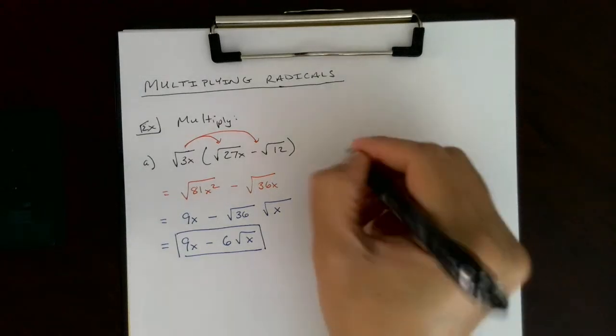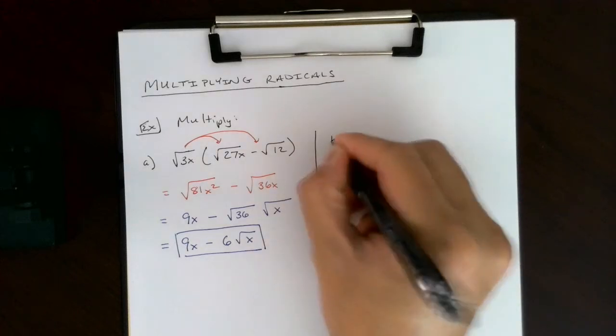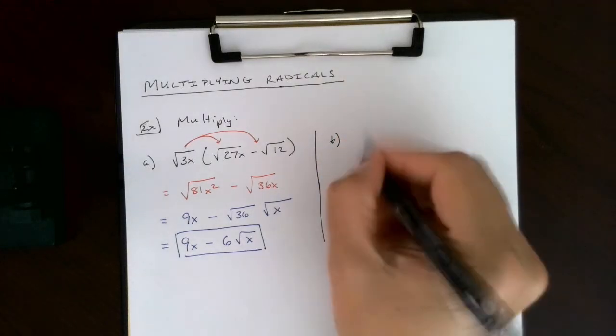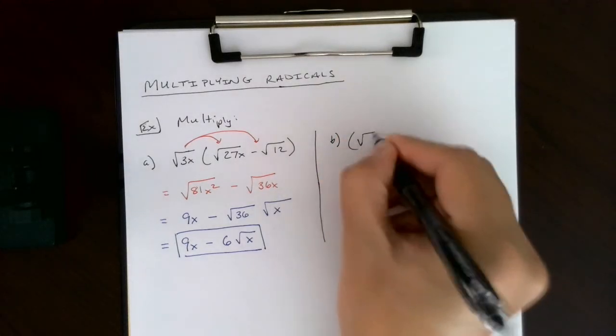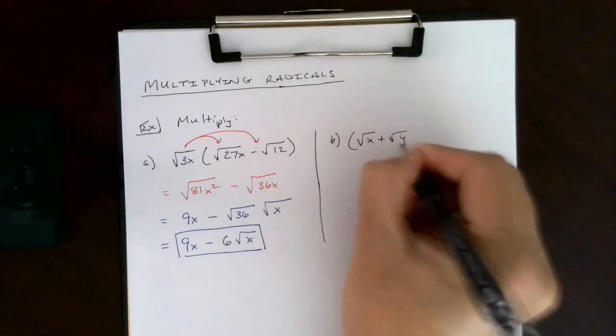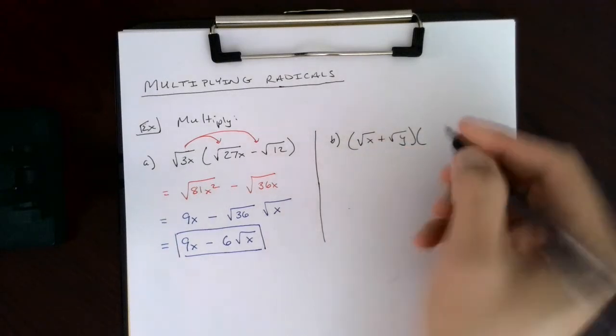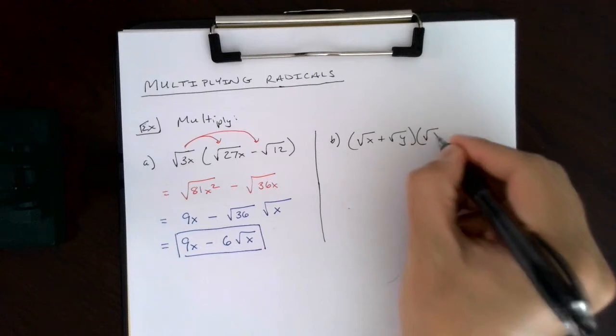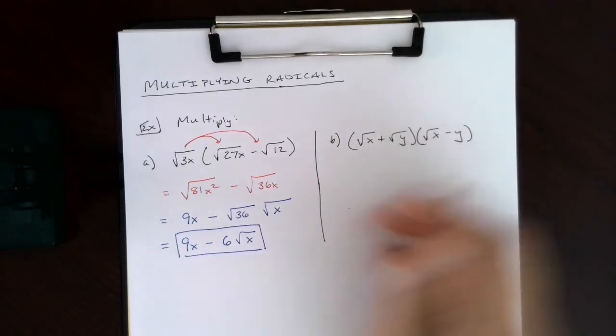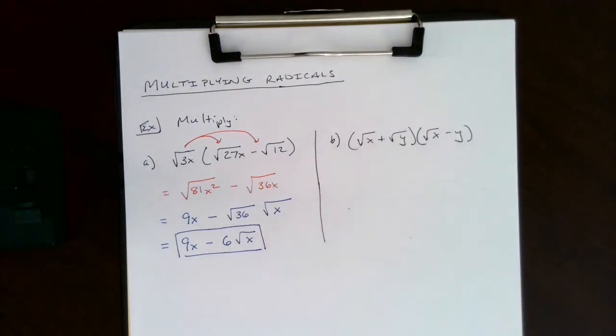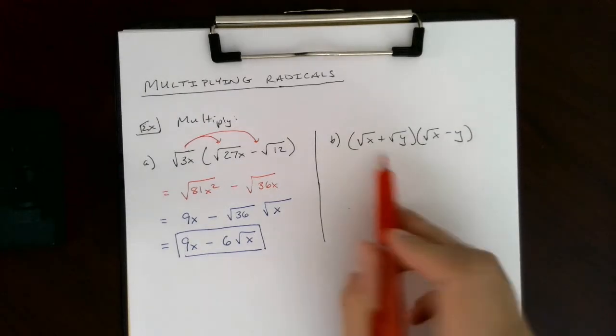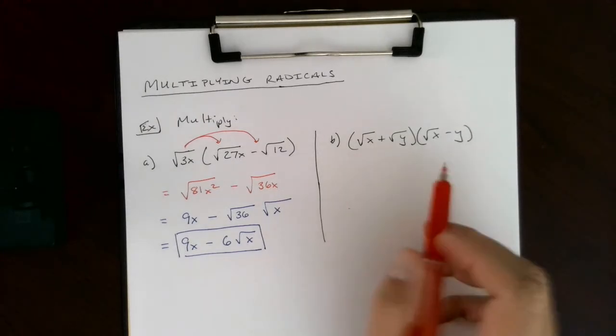Let's take a look at another one. If I said I had, in parentheses, the square root of x plus the square root of y, and then the second set of parentheses, the square root of x minus y. Again, the operation here is multiplication, right? Because you have parentheses and parentheses, so that means you're multiplying.